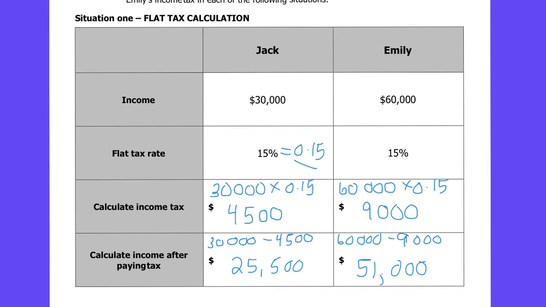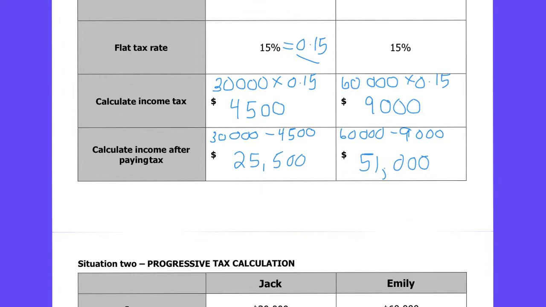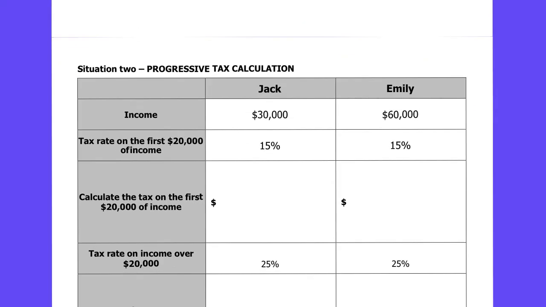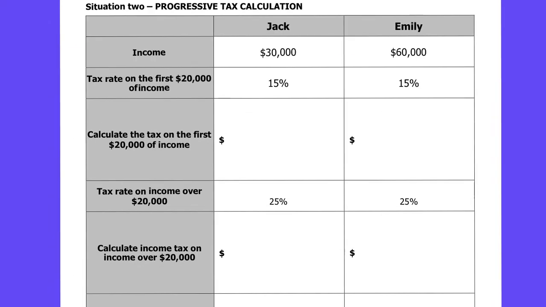So that's our flat tax calculation. Now we'll scroll down and take a look on the next page for our progressive tax calculation. For progressive, again, we're getting taxed at a certain rate for the first part and then a higher rate for the next part. You'll see that we started at 15 for the first 20,000 in this example, and anything over 20,000, we're now getting taxed at 25%. So we see it goes up.